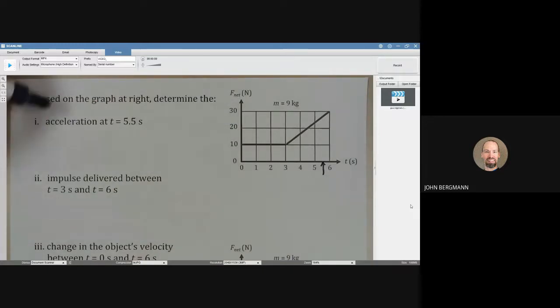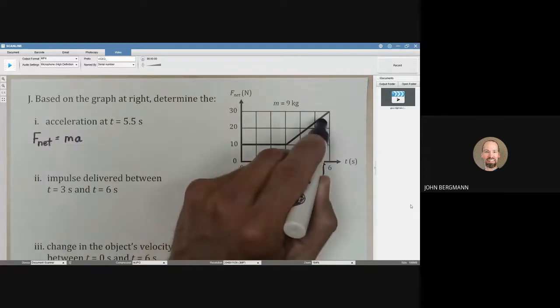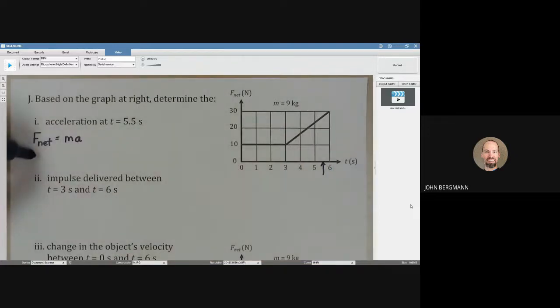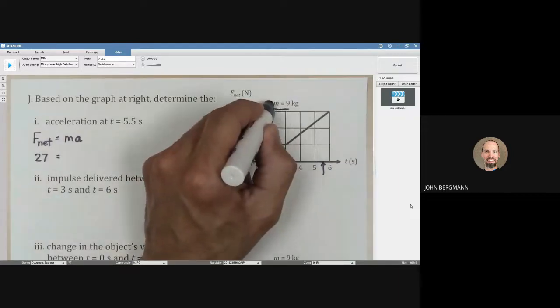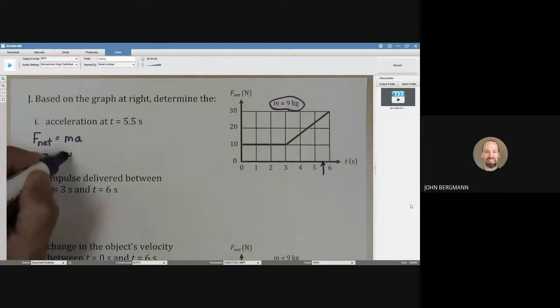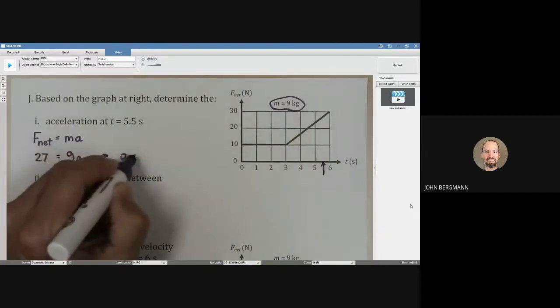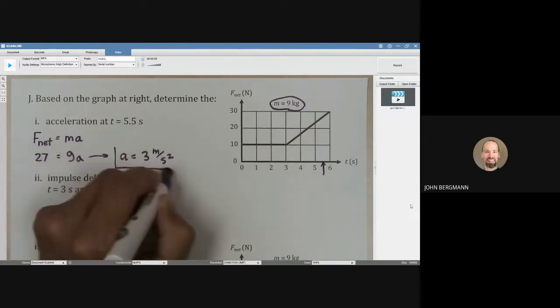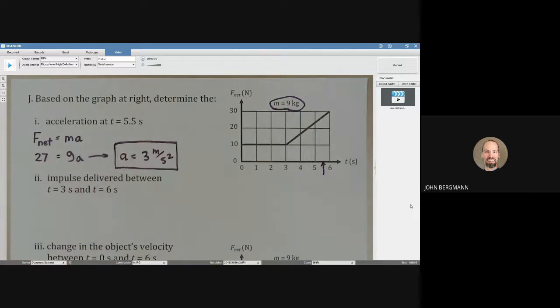Well, anytime it asks for acceleration, it's a good idea to remember Newton's second law, which is that the net force is equal to the mass times the acceleration. Do we know the net force at that time? We sure do. We can approximate it. It's going to go up, up, up, up, right about to there, maybe 27 newtons from the graph, roughly. And the mass, we're told from the graph right here, I'm circling it now, is 9 kilograms. That means that the acceleration is going to have a magnitude of 3 meters per second squared. We're just choosing easy numbers here so that we don't have to rely on a calculator.